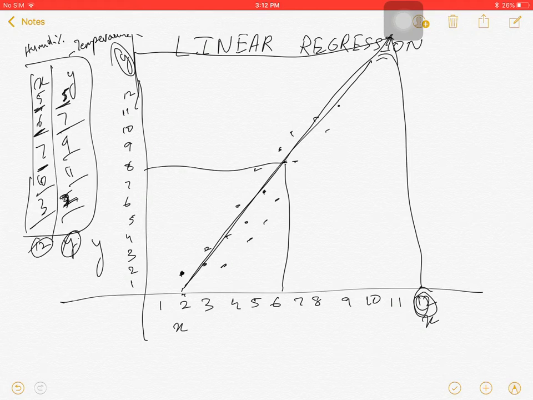So that's linear regression. And now I want to discuss the loss function for linear regression.